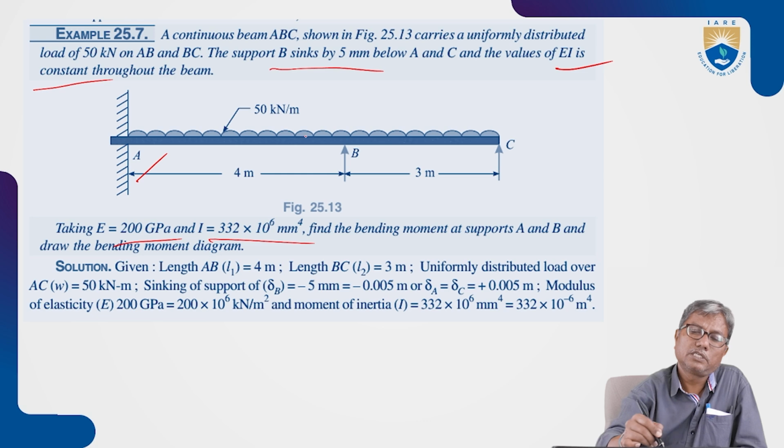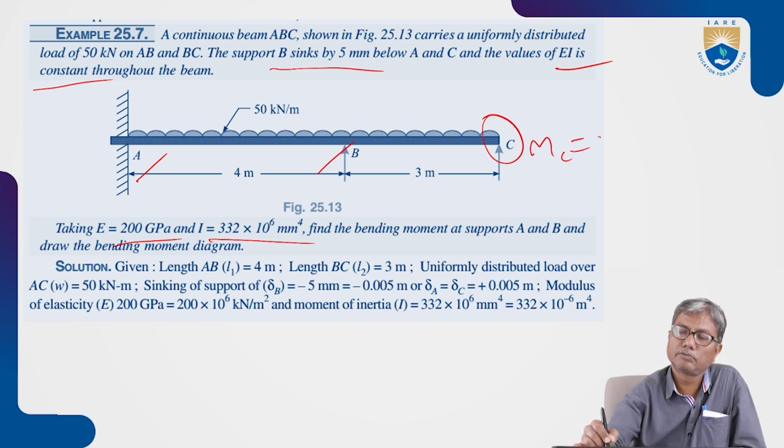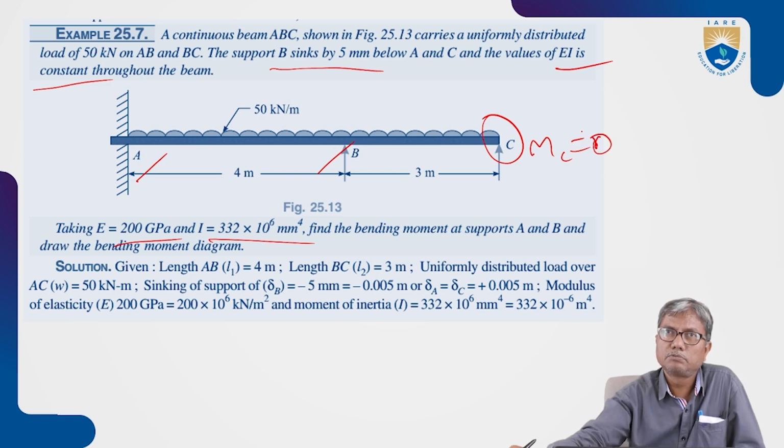Bending moment at A and B, because bending moment at C is 0. Being a simple support, bending moment at C is 0. So the unknown moments are MA and MB. Two unknowns we have and two equations we need.